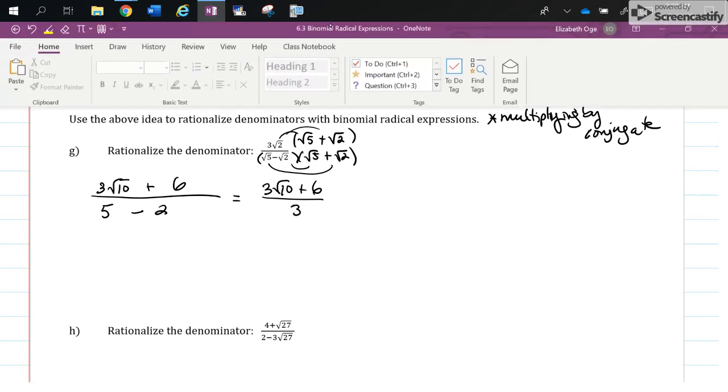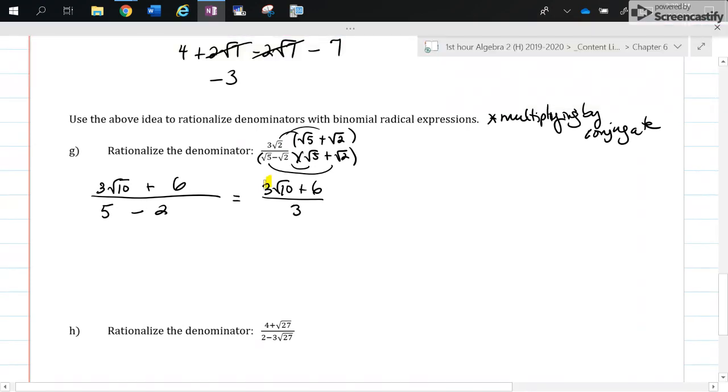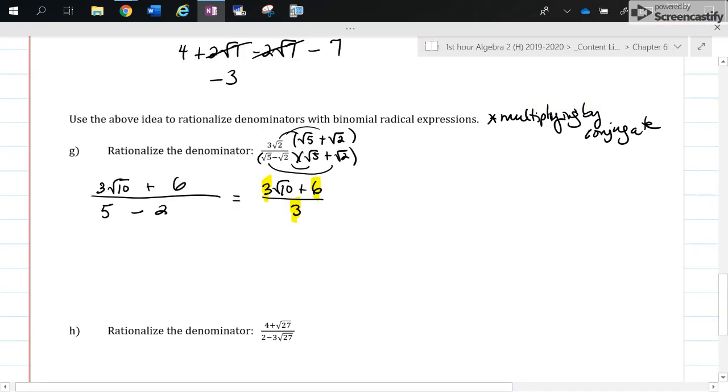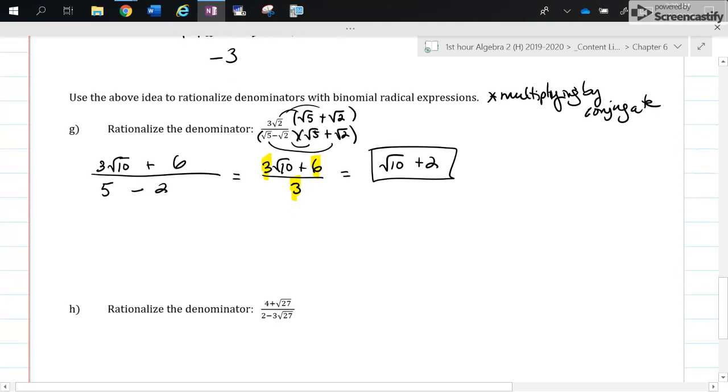And then lastly, we're going to look to see if we can simplify our fraction. So we're going to look at the 3, the 6, and the 3. The 3, the 6, and the 3 are all divisible by 3. So I'm going to divide everything by 3. So I get 1 times the square root of 10 plus 2 all over 1. So I don't need to put that over 1. Okay, we're going to do one more.